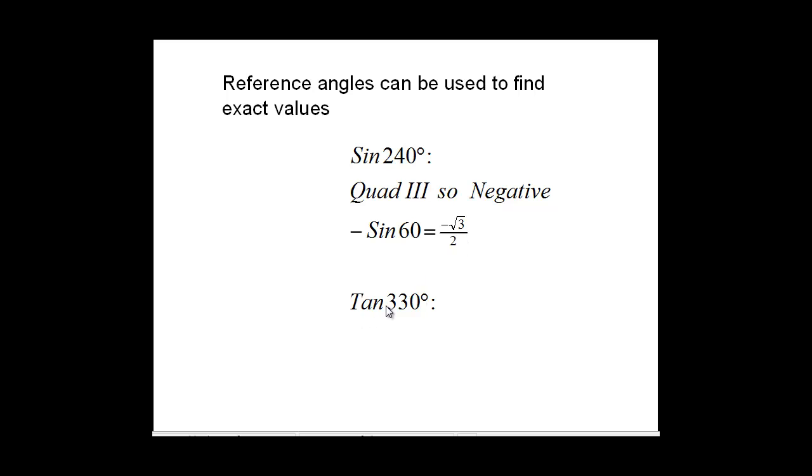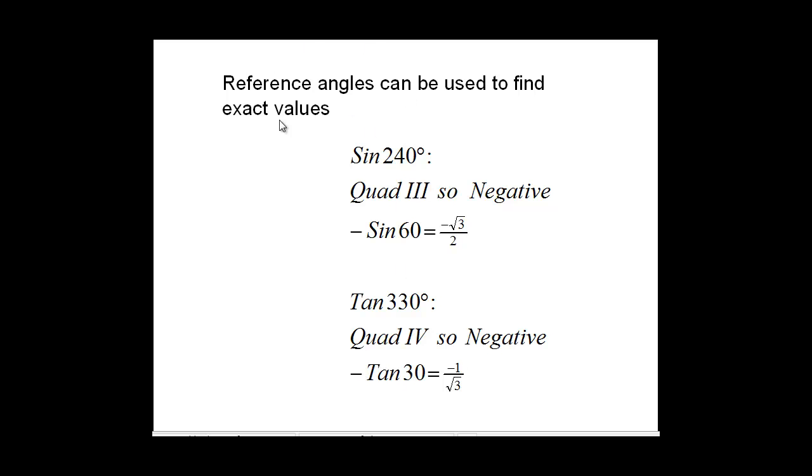Okay, suppose you have tangent of 330. 330 is in the fourth quadrant. Tangent in the fourth quadrant is negative. So we have negative tangent, and then we just deal with a reference angle for 330. 360 minus 330 is 30. So you have negative tangent of 30, and the tangent of 30 is sine over cosine, so it's negative 1 over square root of 3.